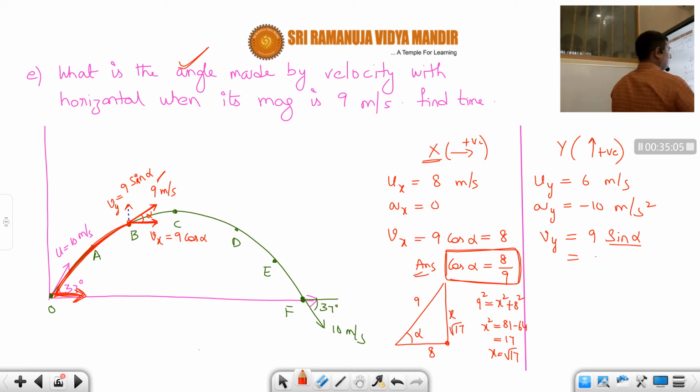Now what is sin alpha? 9 into root 17 divided by 9. Sin alpha is opposite by hypotenuse. So 9 gets cancelled. So that is equal to root 17 meters per second. Okay, root 17 meters per second.